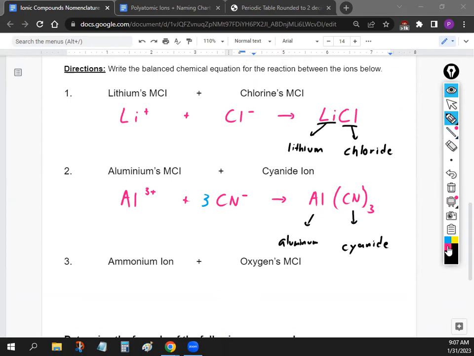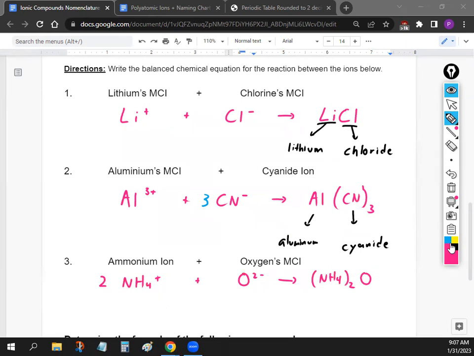Okay, I'm going to go through the next one a little bit more quickly. So we have ammonium. Ammonium is NH4+. Oxygen is 2-. So that means we're going to need 2 ammoniums to balance out the oxygen. So we'll do parentheses around the ammonium, 2, and then O. Any questions on that one? The parentheses go around ammonium because that's the one that you need more of.